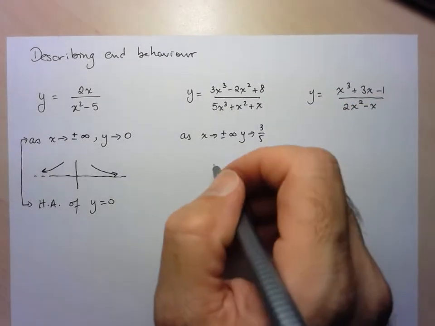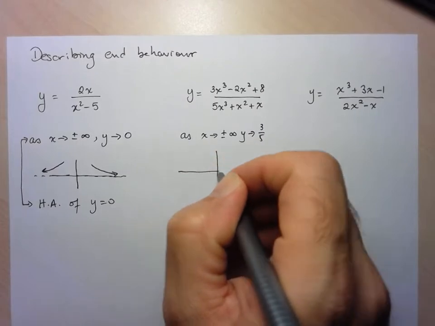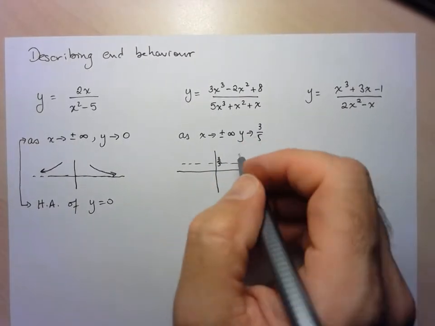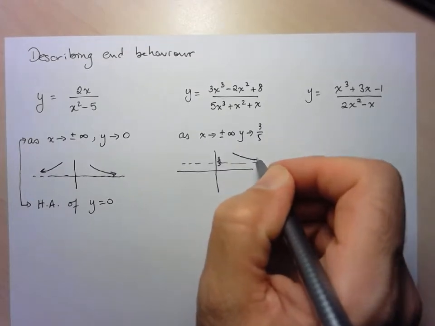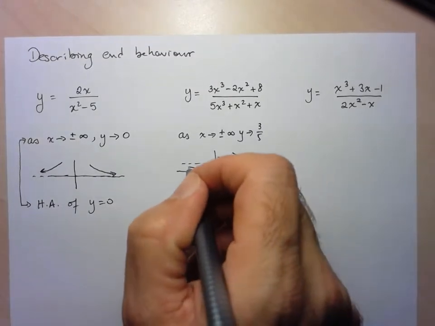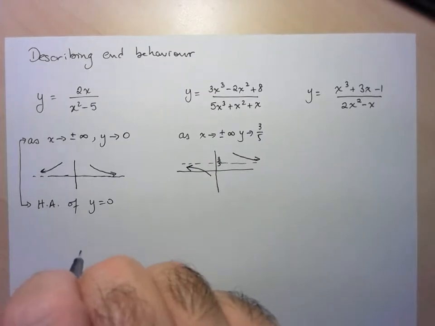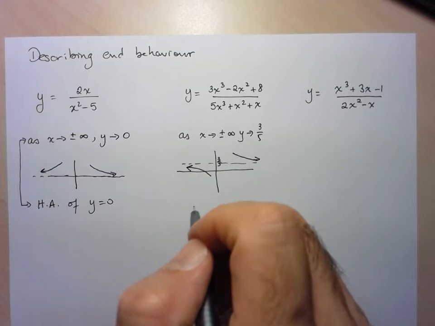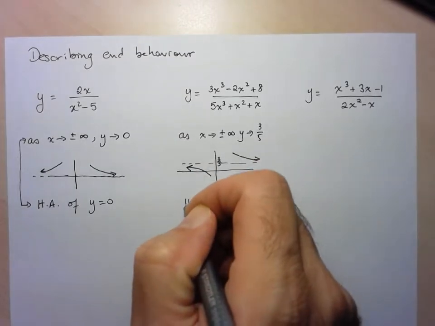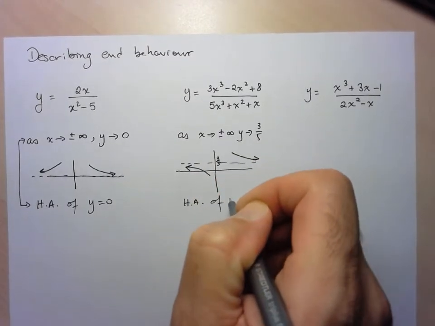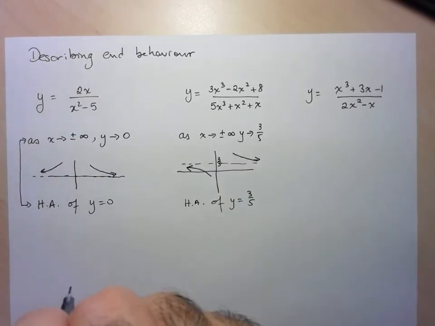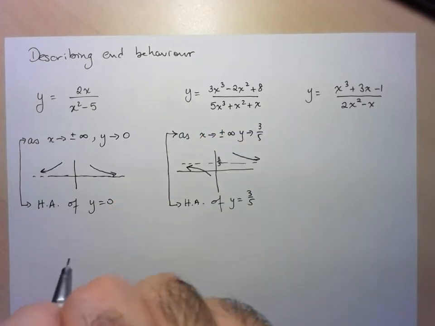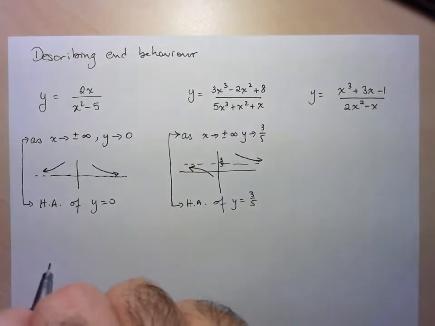Okay, so again here, let's see what that might look like. So say this is 3 over 5. Perhaps it's approaching 3 over 5 from the top on that side there, perhaps from below on that side there. Essentially we have again a horizontal asymptote. So a second way of describing this end behavior is to say that it has a horizontal asymptote of y equals 3 over 5. Okay, again, equivalent ways of stating the end behavior.